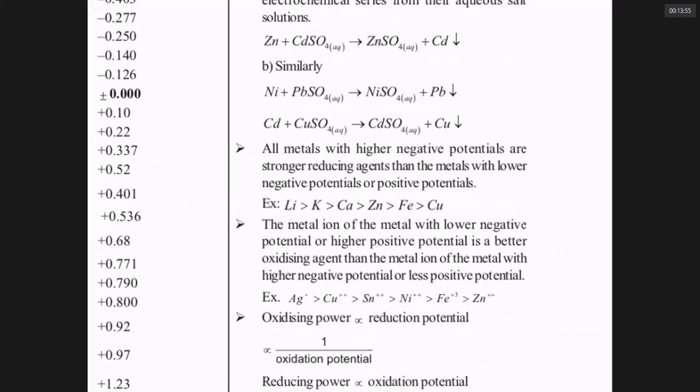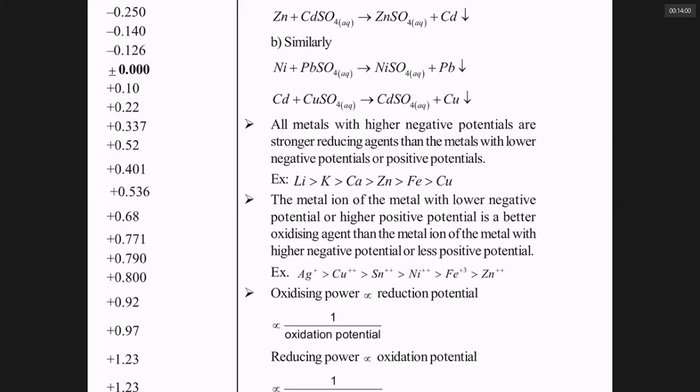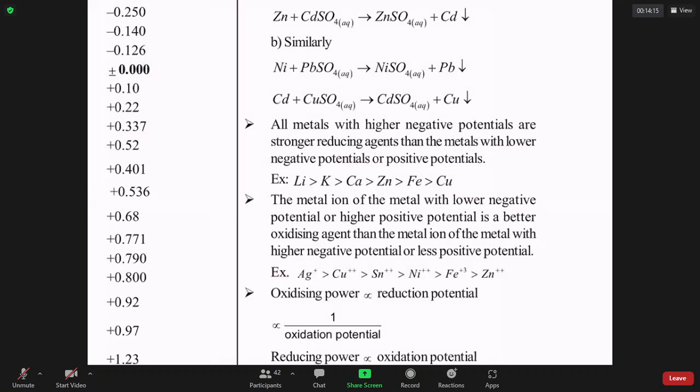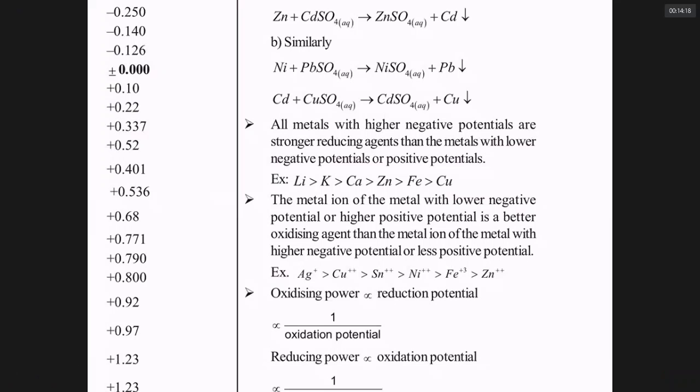Let me show you where it is. The electrode potentials are given for metals like lithium, greater than potassium. This is the order of ability to act as a reducing agent. Who can lose electrons? The one which has the lowest SRP. Among these elements, which has the lowest SRP? Lithium. So lithium is a better reducing agent than potassium, than calcium, than zinc, than iron, than copper.